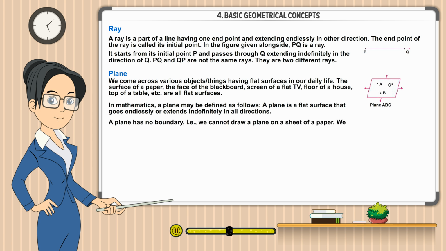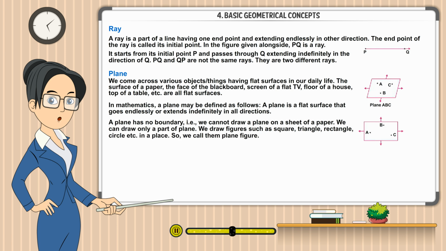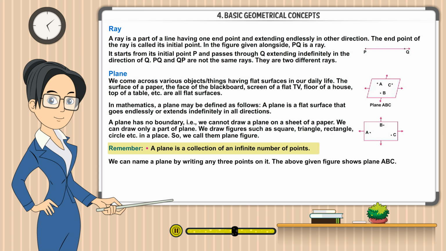A plane has no boundary, that is, we cannot draw a plane on a sheet of paper. We can draw only a part of a plane. We draw figures such as square, triangle, rectangle, circle, etc. in a plane. So, we call them plane figures. Remember, a plane is a collection of an infinite number of points. We can name a plane by writing any 3 points on it. The above given figure shows plane ABC.